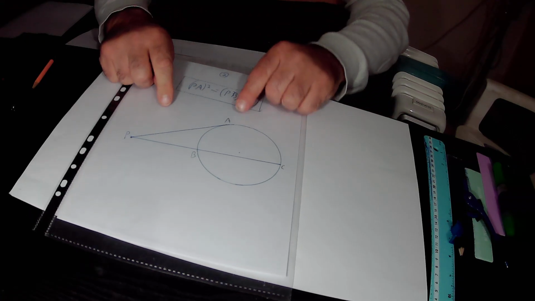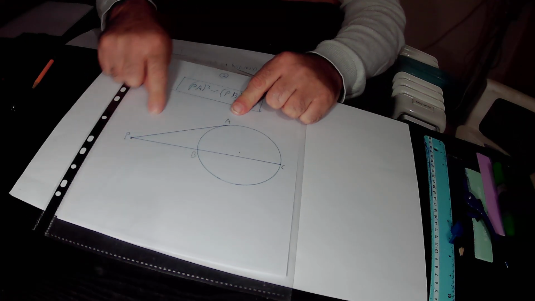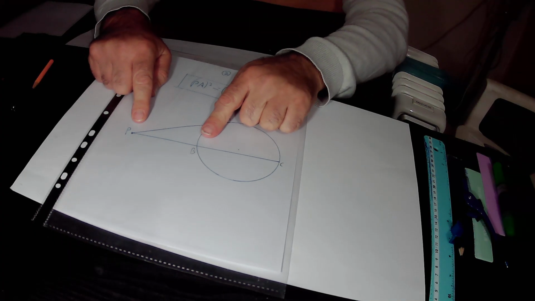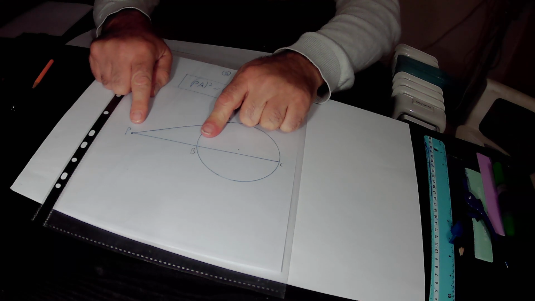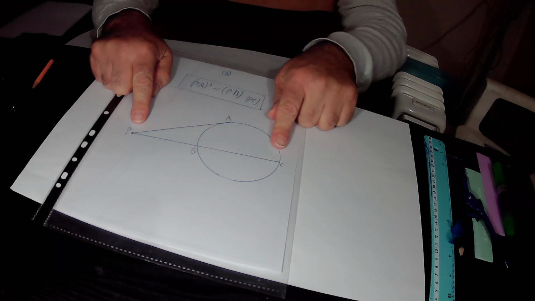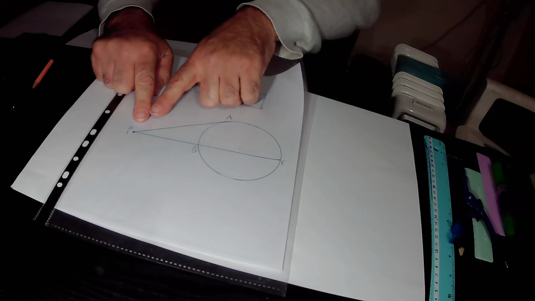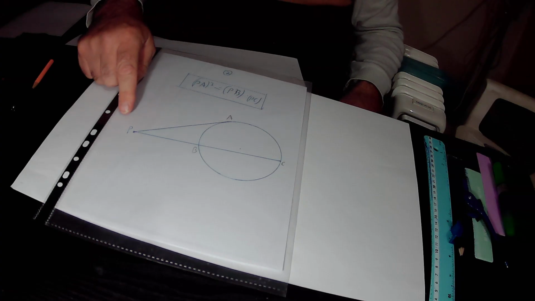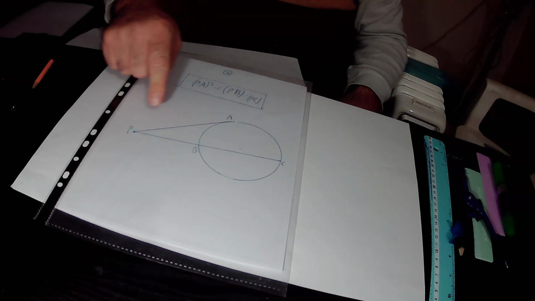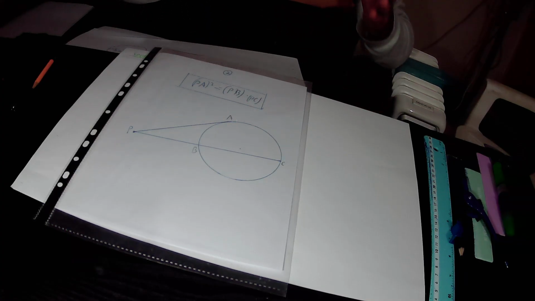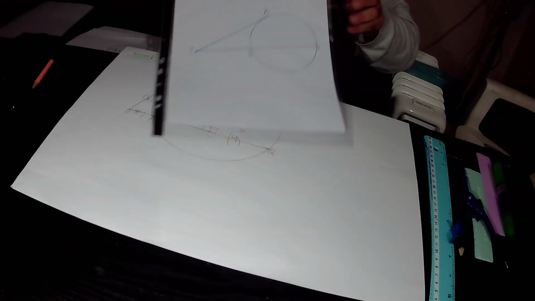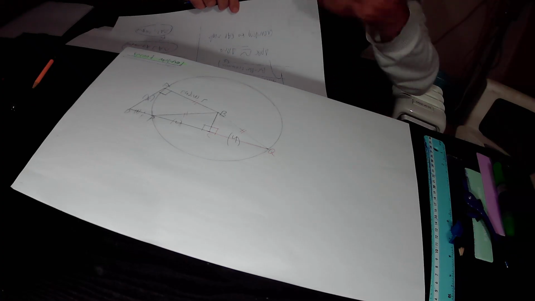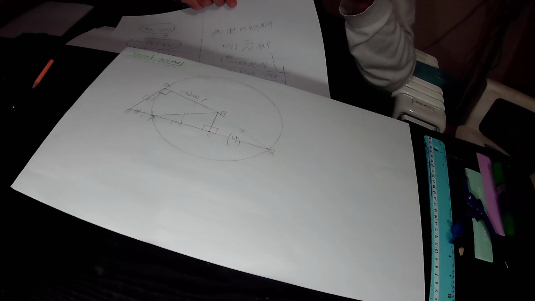Again, the length of the tangent square is PA square, and this equals the product of the external part of the secant PC, that is PB, times the whole secant, that is PC. So in total, PA square equals PB times PC. This is according to the tangent secant theorem. So we can definitely implement the tangent secant theorem in our drawing.